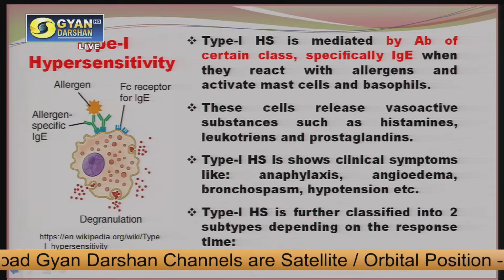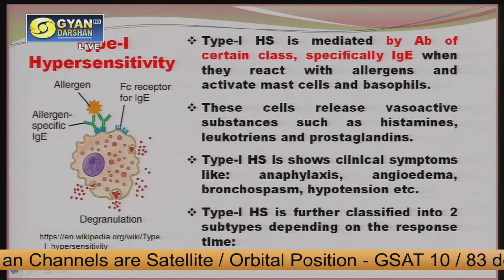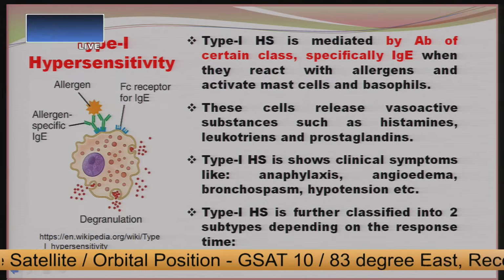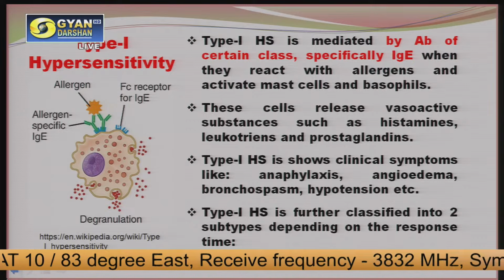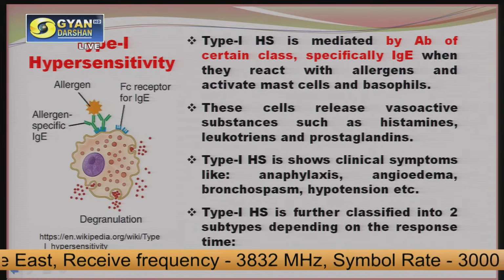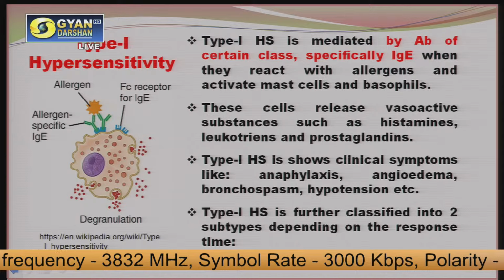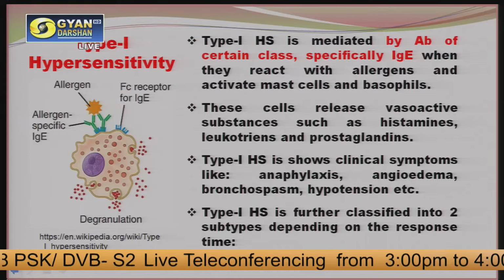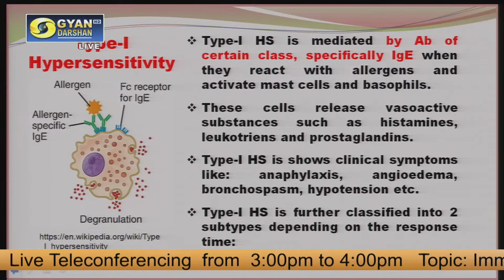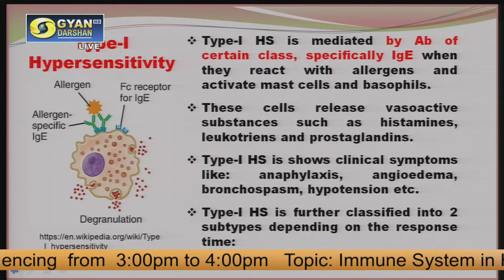In this case, a certain class of antibody is involved, immunoglobulin E, which reacts with the allergen and activates mast cells and basophils. So when IgE reacts with the allergens, it activates the mast cells and basophil cells, and these cells release vasoactive substances such as histamines, leukotrienes, and prostaglandins.